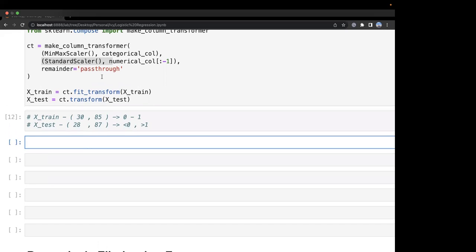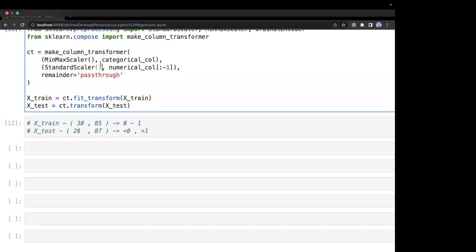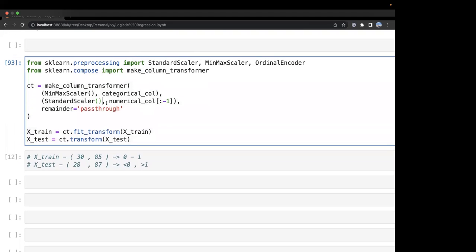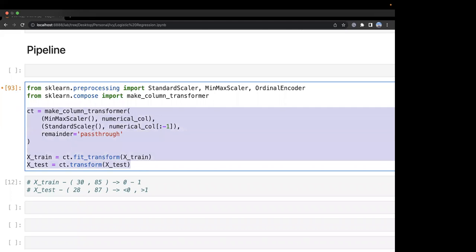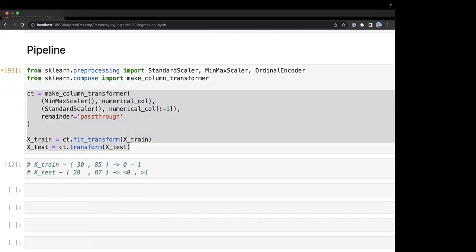और ये मिन मैक्स स्केलर कैटेगोरिकल पे कैसे लगेगा? Oh yeah, that's wrong. This will be a numerical column. Okay, that will be numerical, don't worry. This was just an example to show the pipeline. ठीक है?